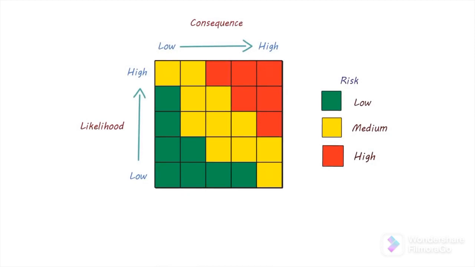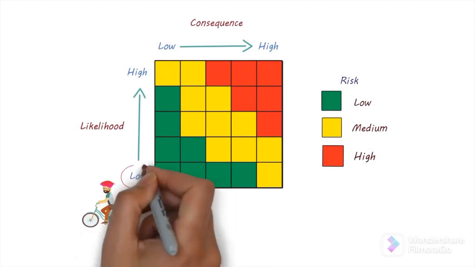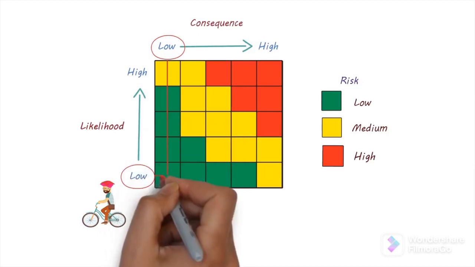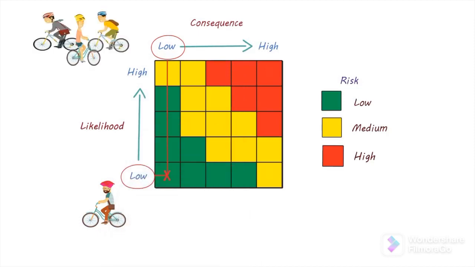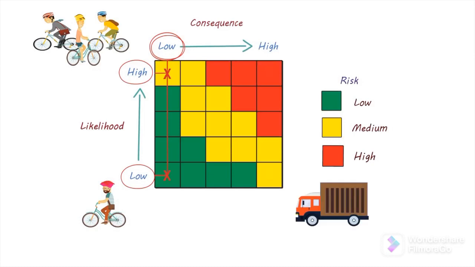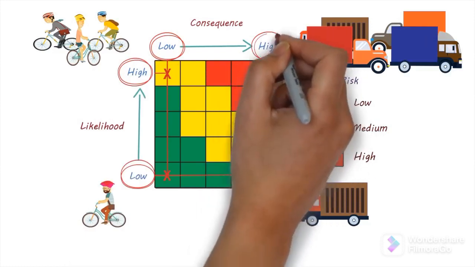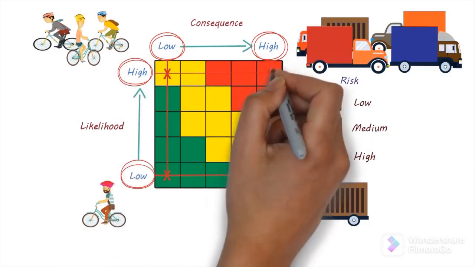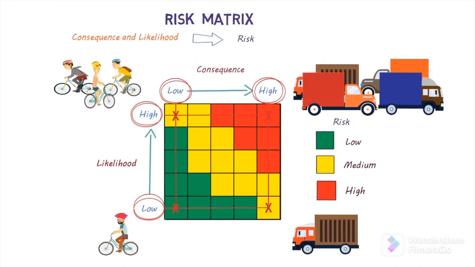In the scenario in which there are bikes traveling very infrequently, the likelihood is low and the consequence is low. Therefore, the overall risk is low. When there are more bikes, the likelihood is high, but the consequence is still low, and therefore the overall risk is medium. Let's consider the truck now. In the scenario where trucks are infrequent, the likelihood of a crash is low, but the consequence is high. The overall risk is medium. And if it's a busy truck route, the likelihood and consequence are both high, and therefore the overall risk is high. So that's how a risk matrix can be used to determine the overall level of risk using an assessment of likelihood and consequence.